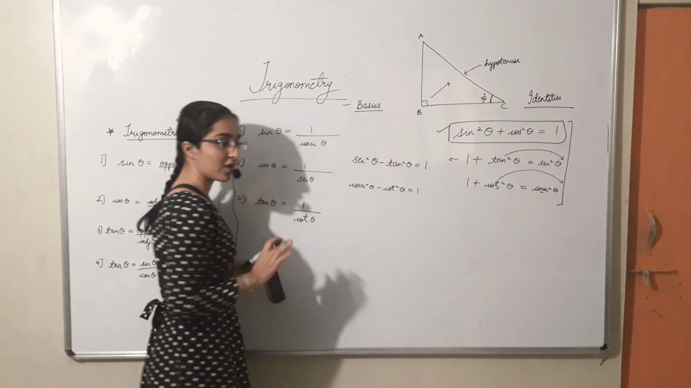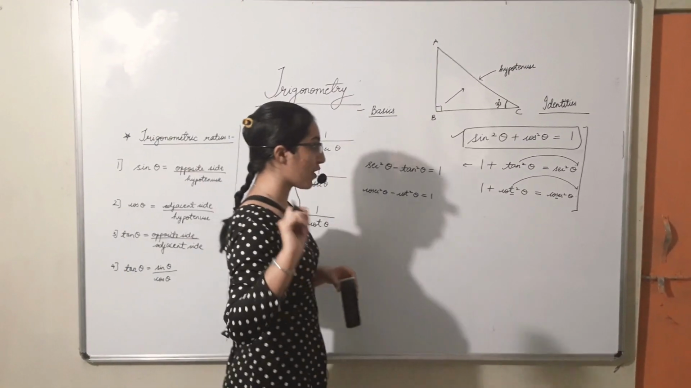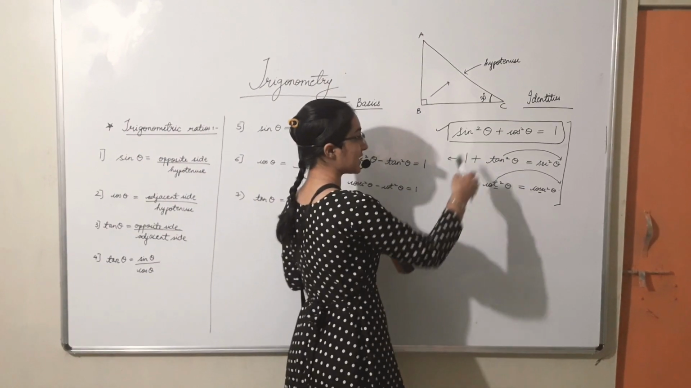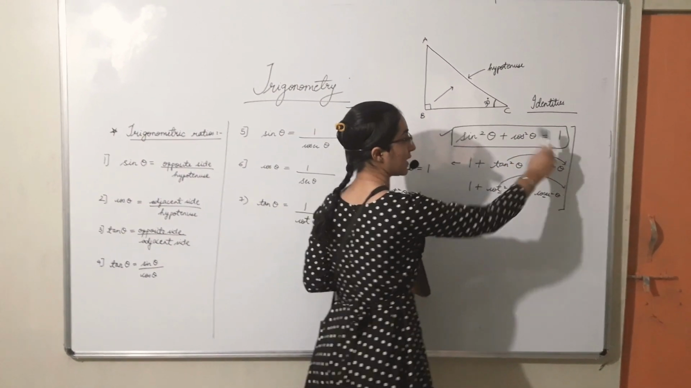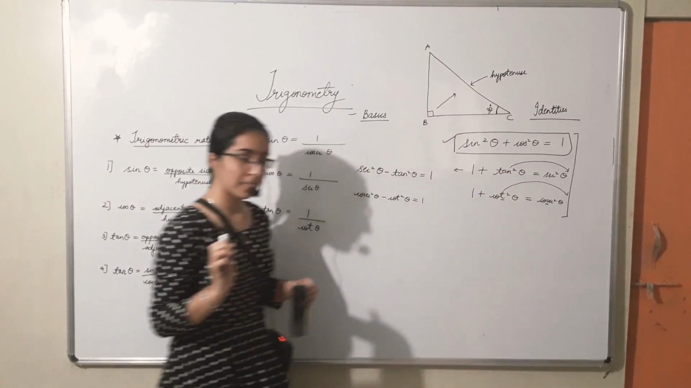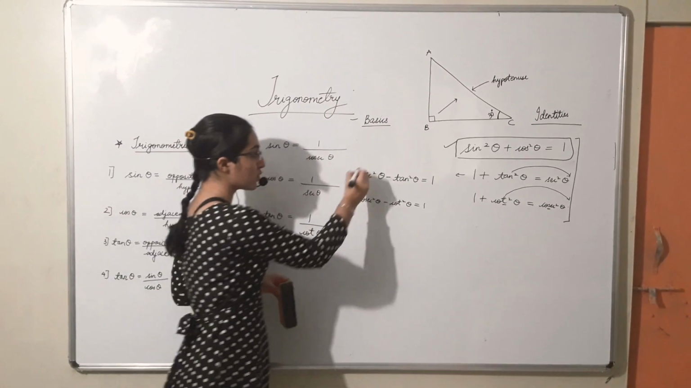Everyone got this much? Now I will give you one small trick. Everyone knows that sin square theta plus cos square theta equals 1. Now what about this? How to remember this?